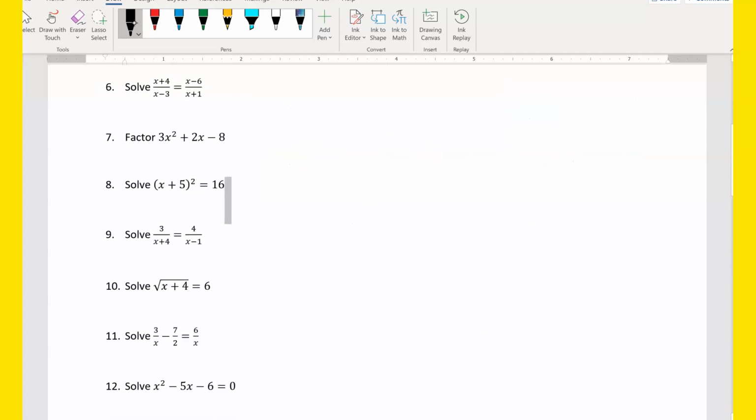All right, number 7. I'm factoring that expression. So 3x squared plus 2x plus 2x minus 8. What you should do, maybe you can remember how to do this already, but I would look for a GCF first anytime I'm factoring, but there's no GCF.